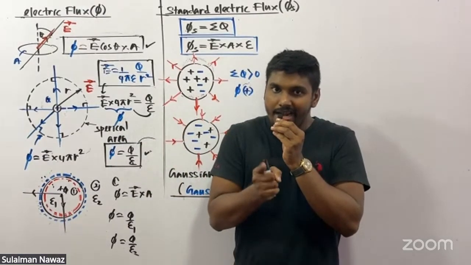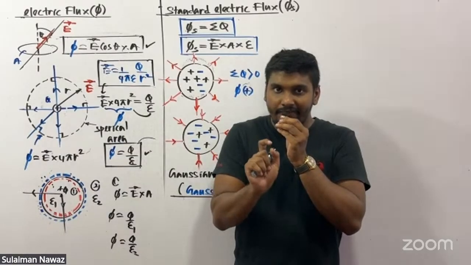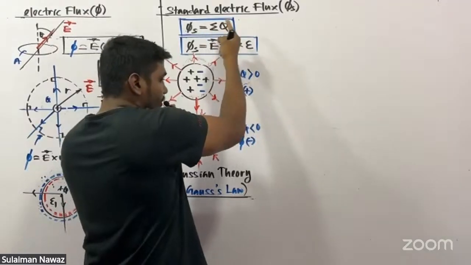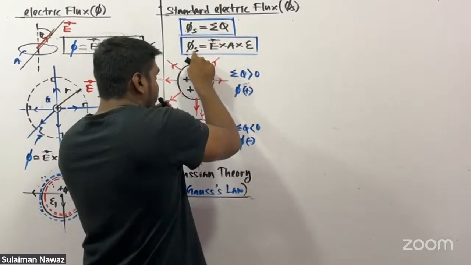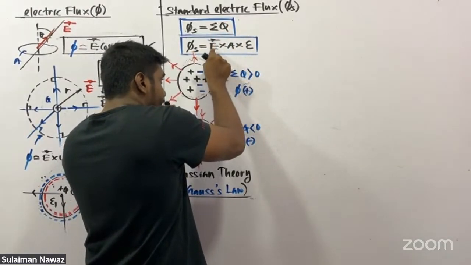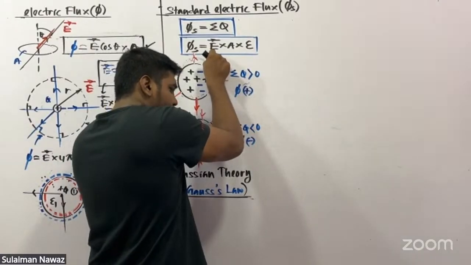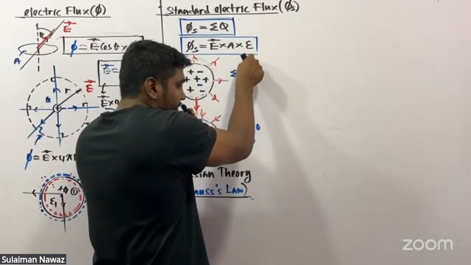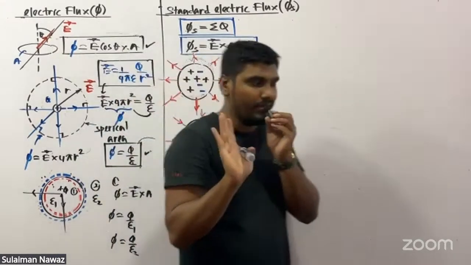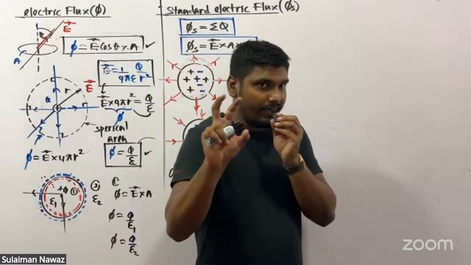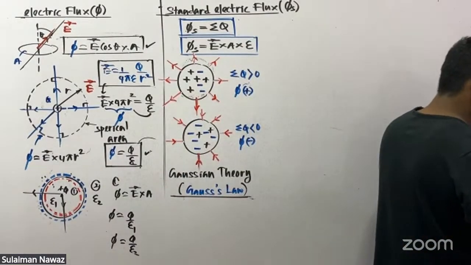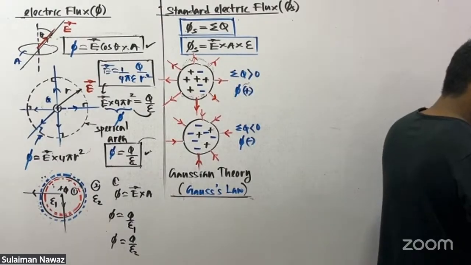What is standard electric flux? Standard electric flux equals just Q, sigma Q, just Q. If not, standard electric flux is going to be the intensity perpendicular to the area, into the area, into the permittivity. Right? That's the difference. Okay, in summary, I will give that idea. Now let's see what they are telling in the Gaussian story.